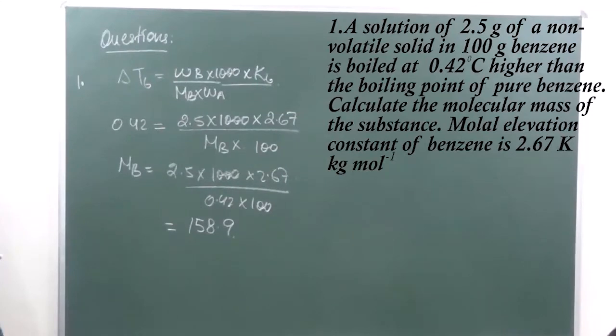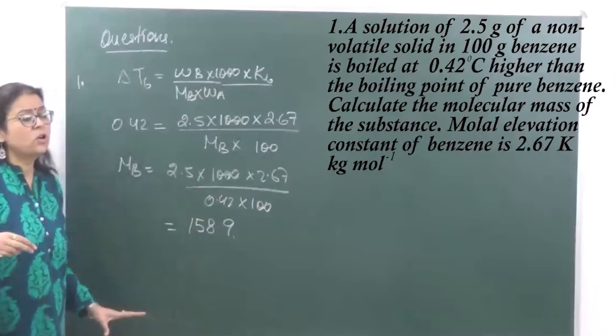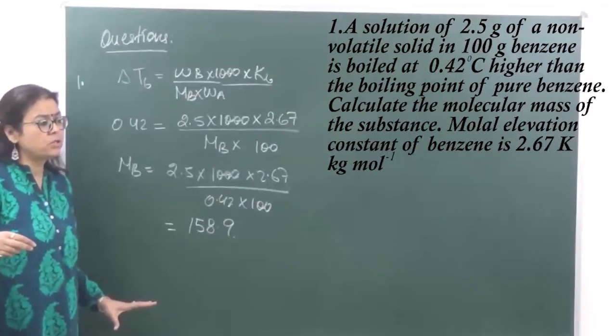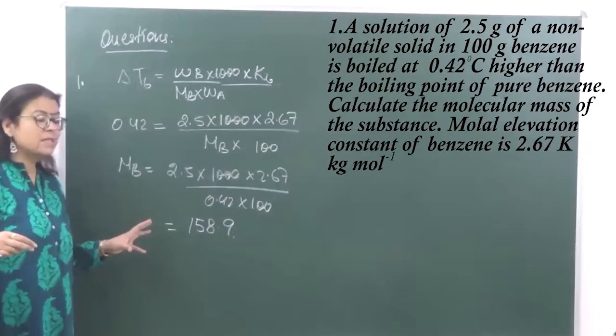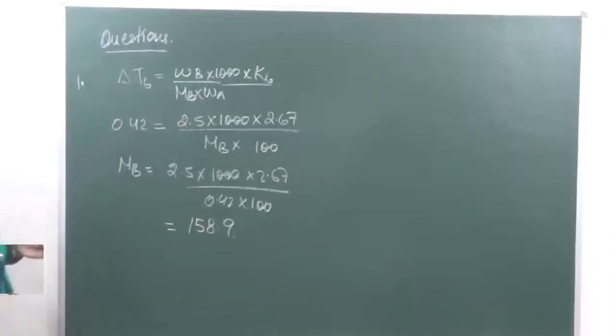One question from this section, from the colligative properties, is a definite question in your boards as well as your competitions. So the colligative property numericals are very, very important. Okay, let's go on to question number 2.